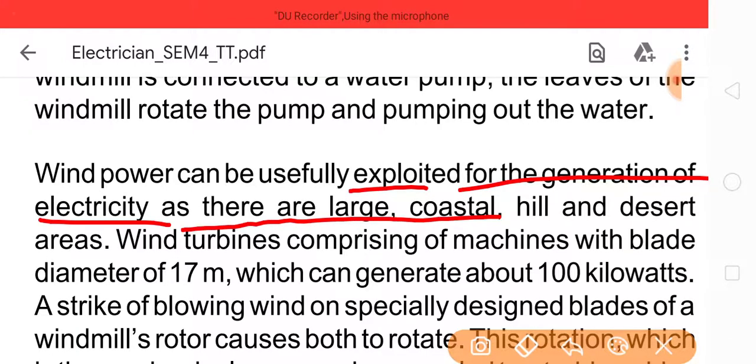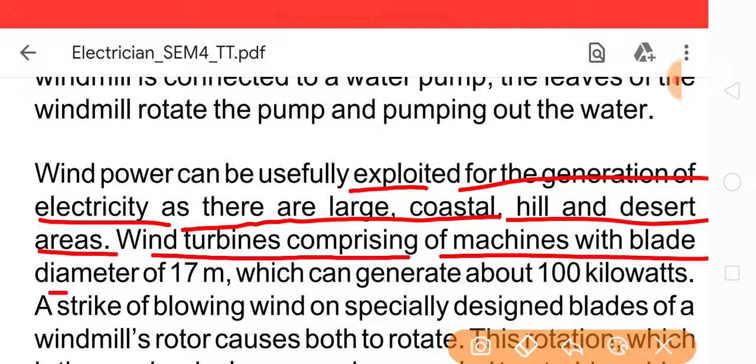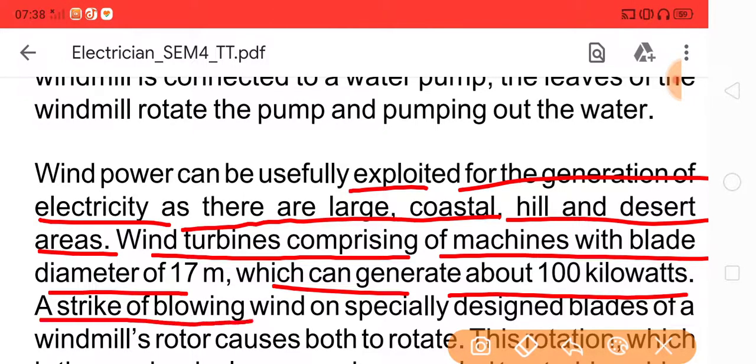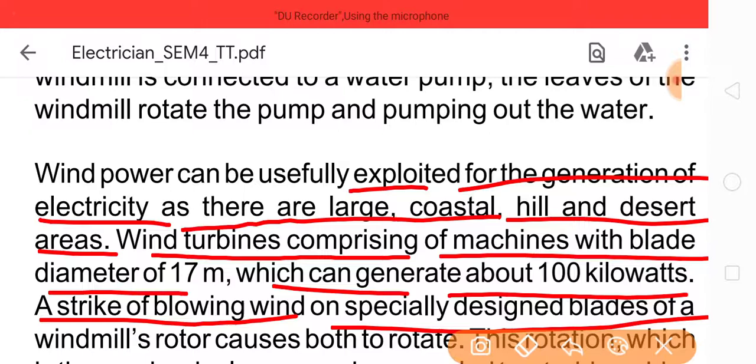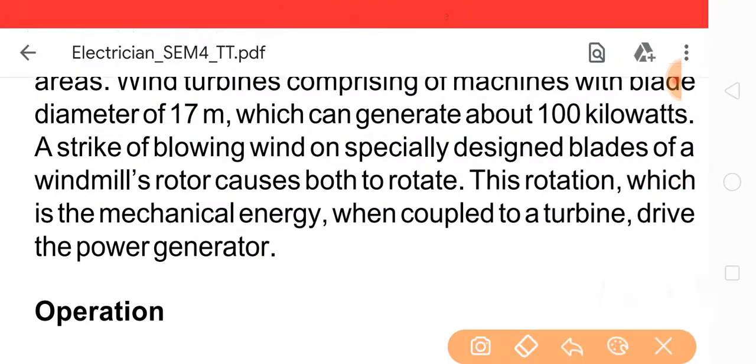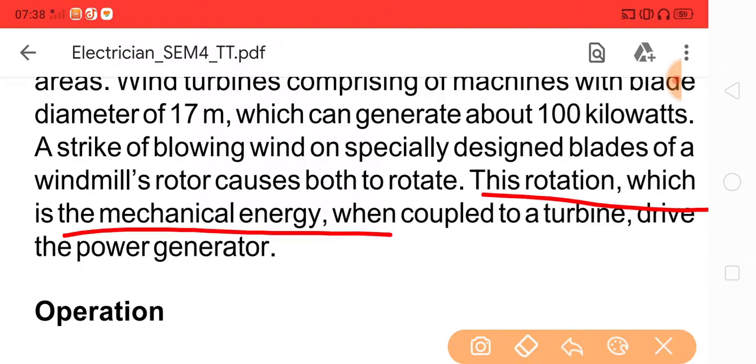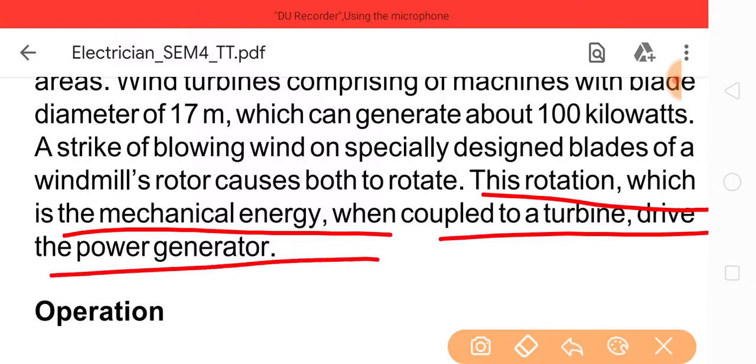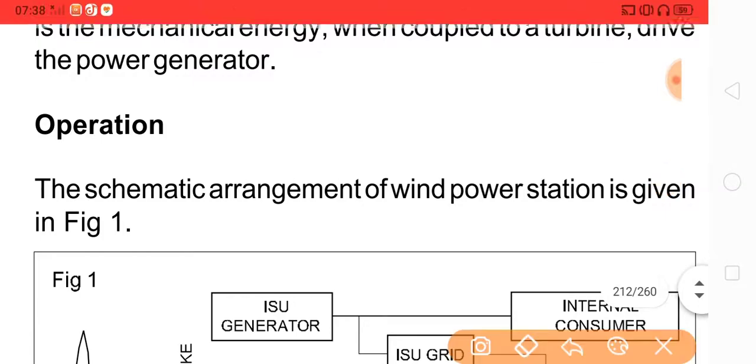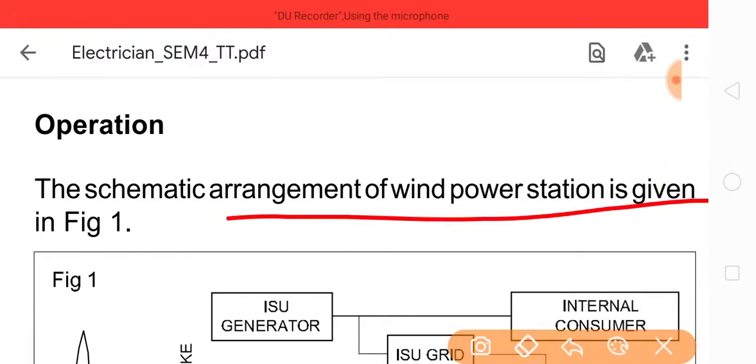Wind power can be usefully exploited for the generation of electricity, as there are large coastal, hill and desert areas. Wind turbines comprising machines with a blade diameter of 17 meters can generate about 100 kilowatts. A blowing wind strikes the specially designed blades of a windmill rotor, causing them to rotate. This rotation, which is mechanical energy, when coupled to a turbine, drives the power generation. Operation: the schematic arrangement of a wind power station is given in picture 1.